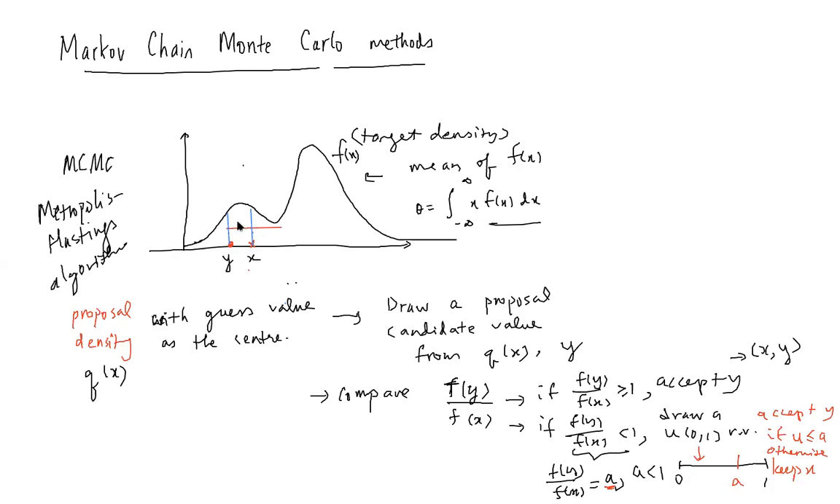Once you have done this, suppose y is accepted. So in the second round, your sequence of simulated values has two candidates now, right? So you got two of these guys, okay? And now your y becomes your x. It's been updated.